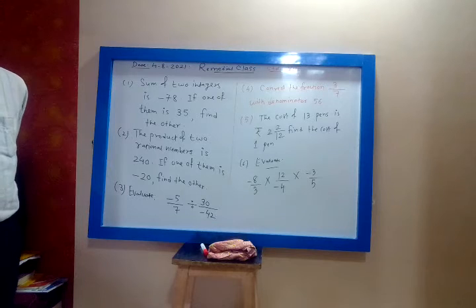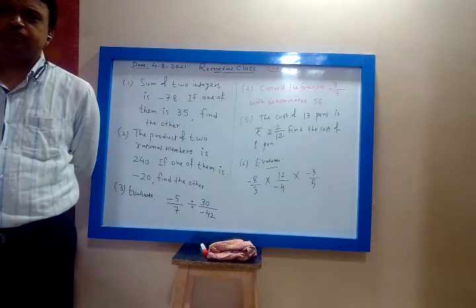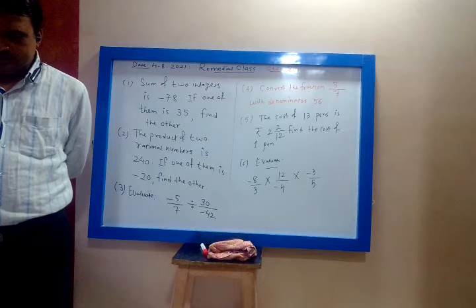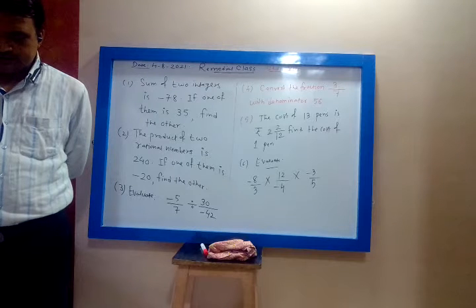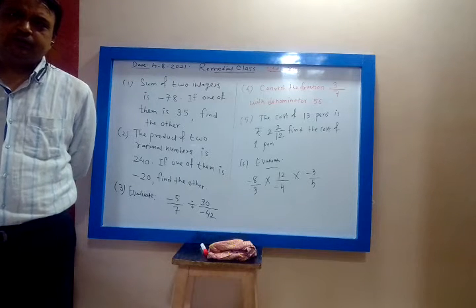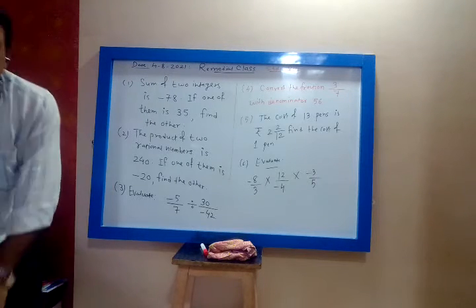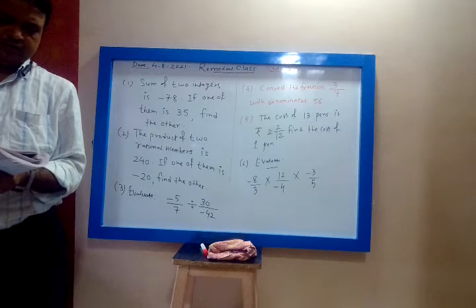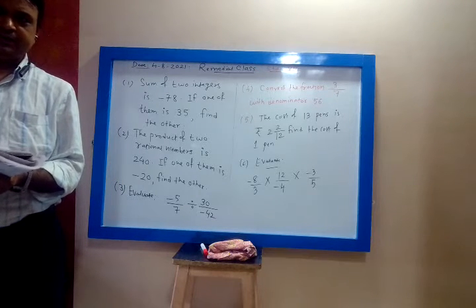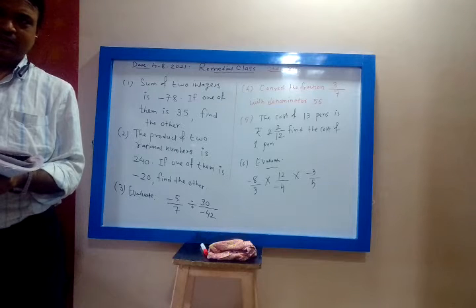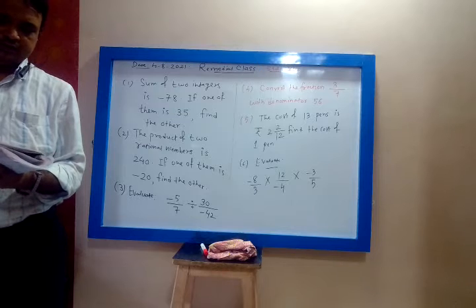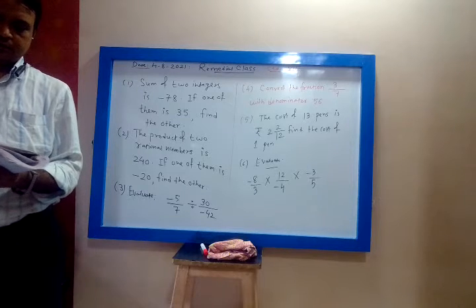Then Jayashree Bhatti, how was the exam? 7th A, nice. How many questions did you attempt? All questions attempted. How confident are you? 7 questions. Okay. Very good.